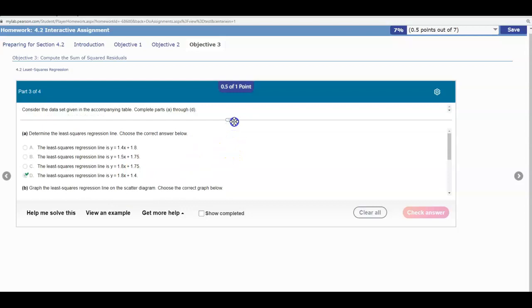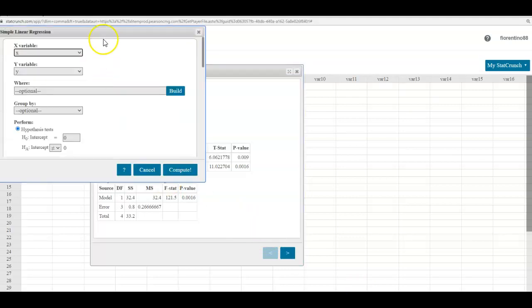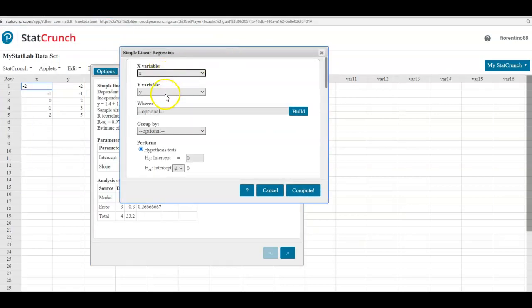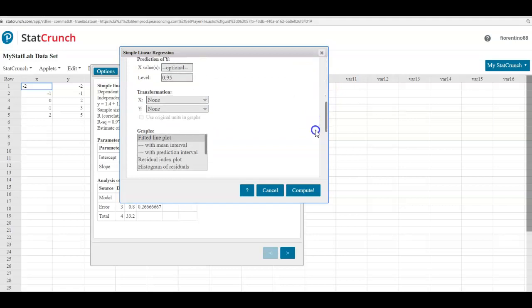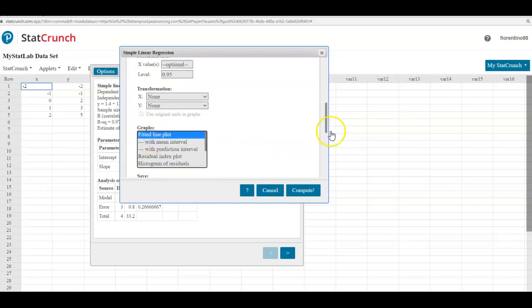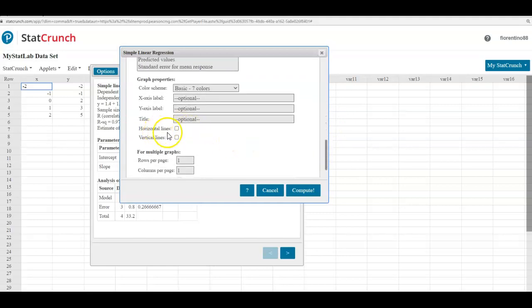Now the next question asks us to graph the least squares regression line on a scatter diagram. So I'm going to open this information back up. I'll select Options, then Edit. We already have our X variable and Y variable here. I'm going to scroll down a little bit until I get to Fitted Line Plot, and make sure that's highlighted. Then I want to select horizontal lines and vertical lines just so I can see the graph a little more clearly. Then I'm going to select Compute.